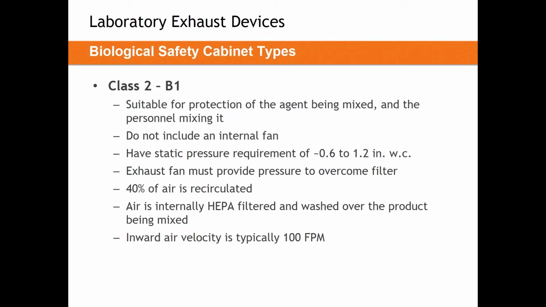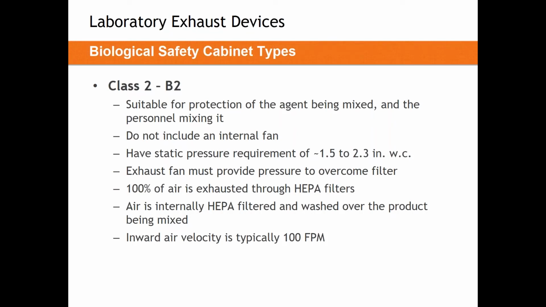In the type B1, only 40% of air is recirculated. Most air is pulled over and exhausted out to protect the person. So these are, again, a slightly higher type of containment. Air is still internally HEPA filtered before it's exhausted or washed over the agent. So that's very similar to the A types. Inward air is, again, about 100 feet per minute.